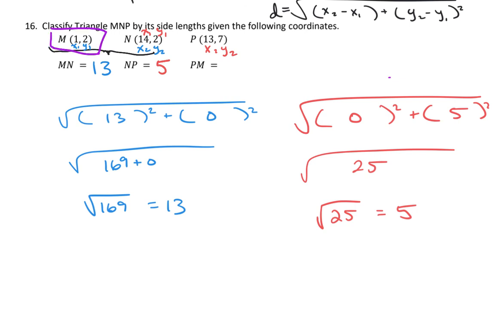You'd find the distance between M and P. If it's 13, then you have an isosceles. If it's 5, you have an isosceles. If it's something other than 5 or 13, it's a scalene triangle, which means none of its sides are congruent.